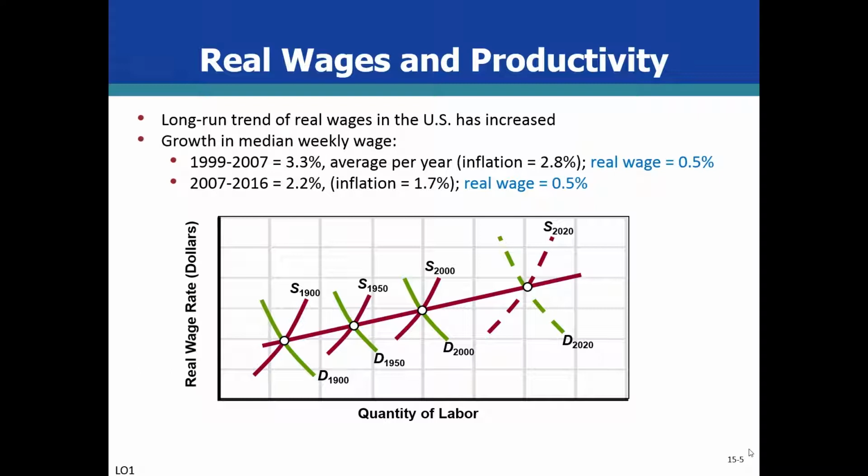Importantly, real wages in the United States have increased over an extended period of time and are expected to increase moving forward. The growth in the nominal median weekly wage from 1999 to 2007 has increased about 3.3% on average. After taking inflation into account, the real wage has increased by 0.5% per year. A similar increase in the real wage has happened since 2007.